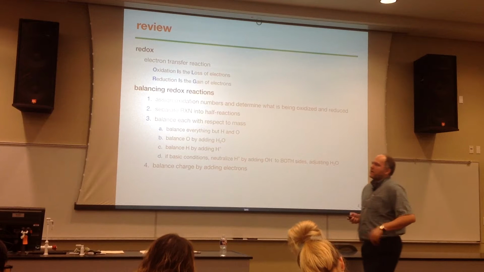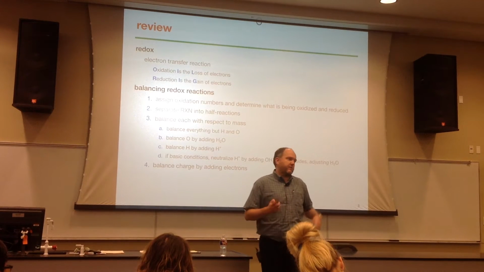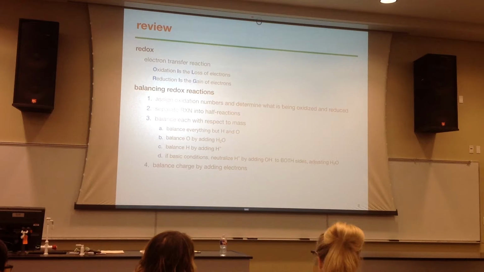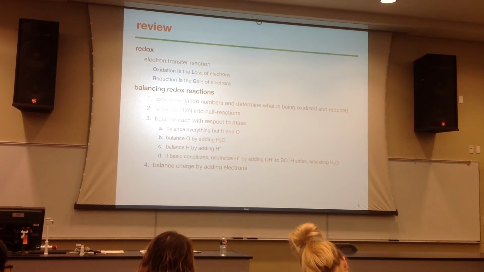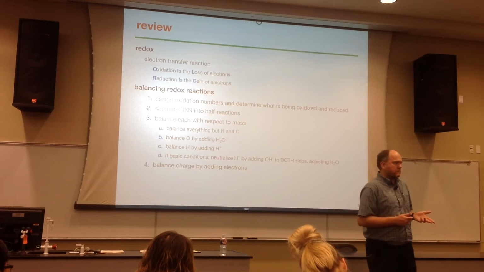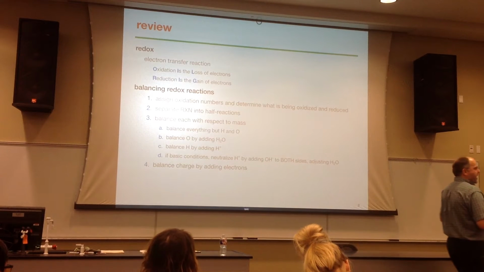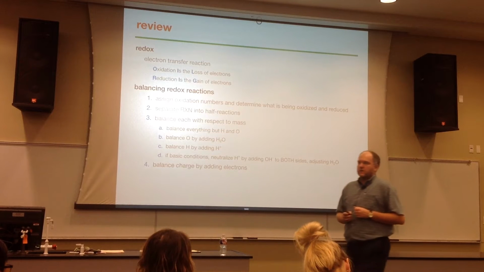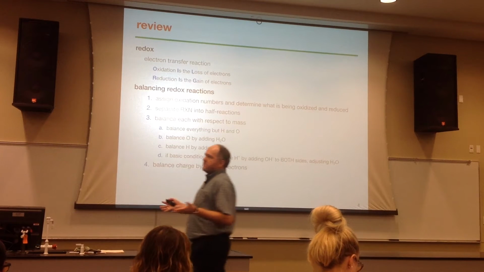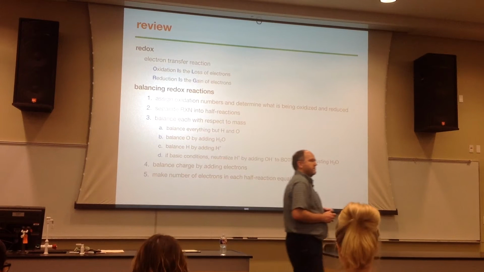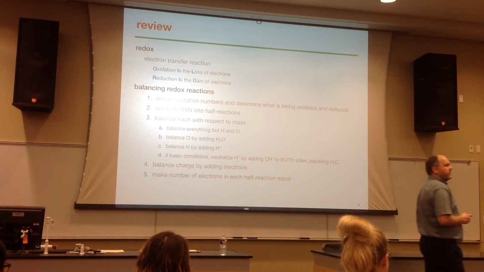Last step is to balance charge by adding electrons to whichever side of the reaction it needs to be added to. One will have the electrons added as a product. That's the oxidation half reaction because oxidation is the loss of electrons. If I'm losing something, it's on the product side. The other electrons will go on the reactant side. That's what's being reduced because reduction is the gain of electrons. After I have everything balanced, I'm going to make the number of electrons the same on both sides by finding the least common multiple number of electrons.